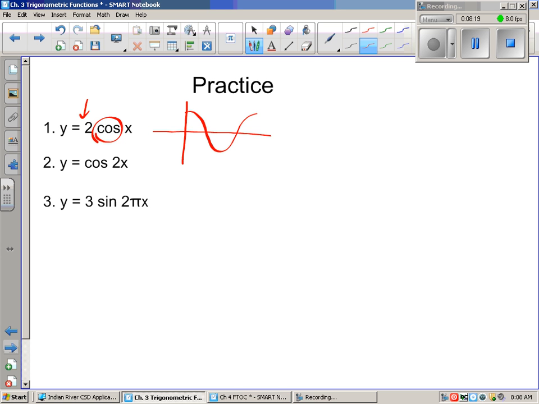And that 2 is representing the amplitude. Wonderful. Which means, how high does this go? Good, 2. And how low? -2. We want to indicate that on the graph.